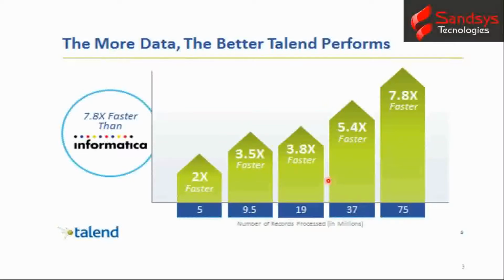And how will the performance be? The more data, the better Talend performs. If you have more data within your source, or you are trying to process more data, then it will perform according to the data. It is 2x faster when there are 5 million records, 3.5x faster when there are 9.5 million records, and 7.x faster when there are 75 million records. This is the comparison with Informatica, basically 7.x faster than Informatica when there are 75 million records.